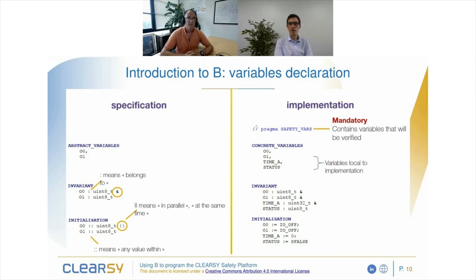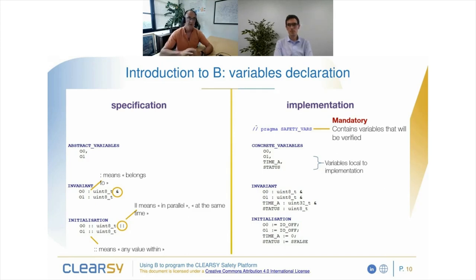So two other slides before we go to the example. One is about the variables declaration. So I told you that a component is made of a specification and implementation. The implementation is what you use every day if you are a software developer, so it's something concrete. You are using concrete types.